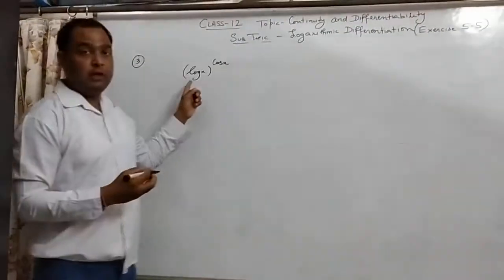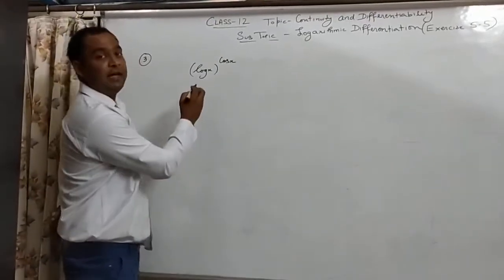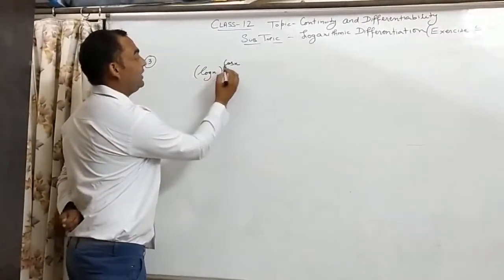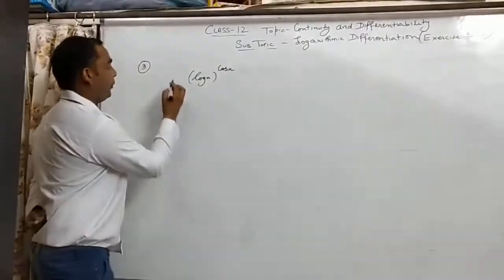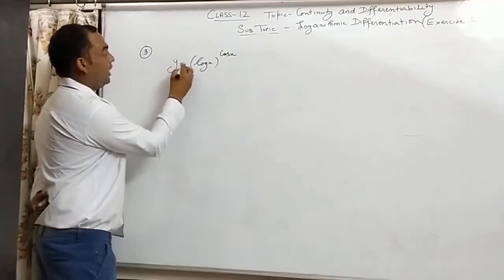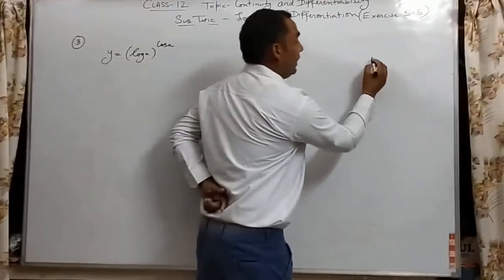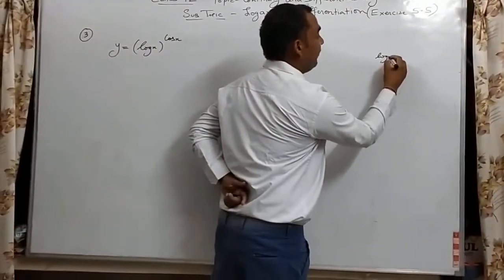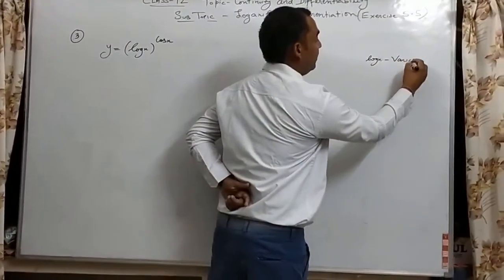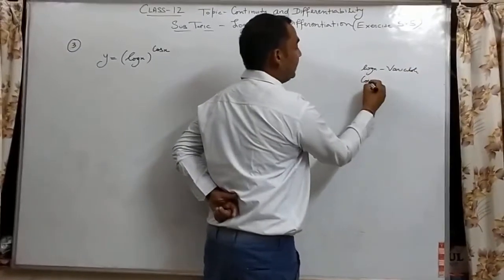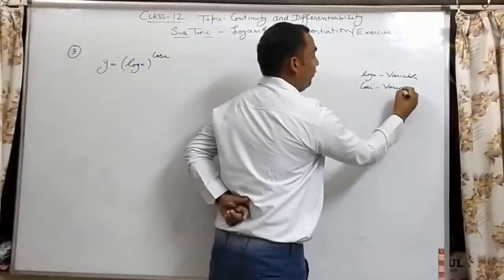To solve third question, we have to find derivative of log x raised to power cos x. Let us suppose this function to be equal to y. Now check it, just that log x is a variable and cos x is also a variable.